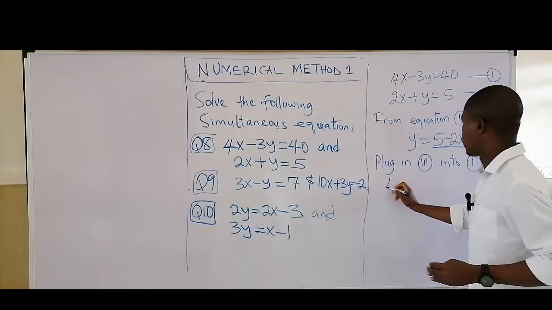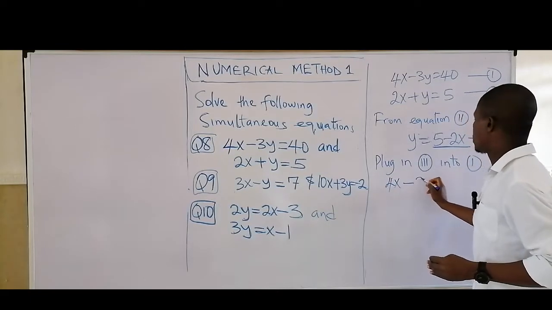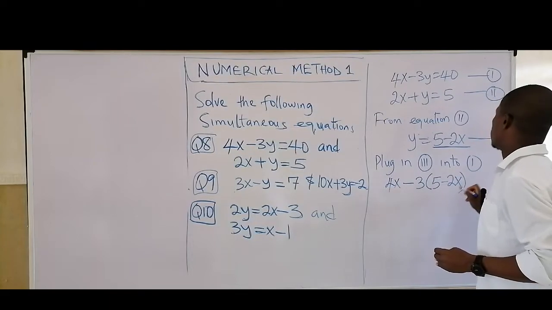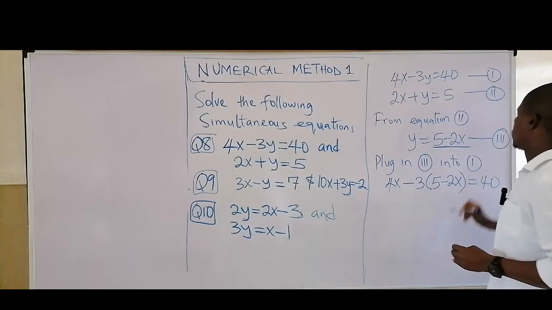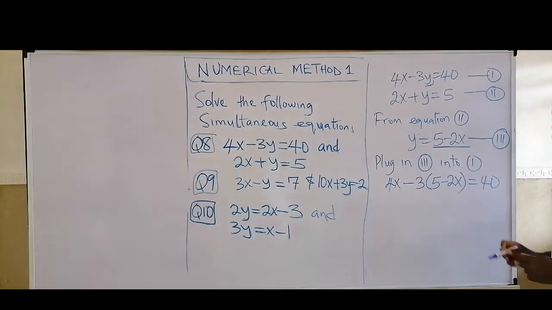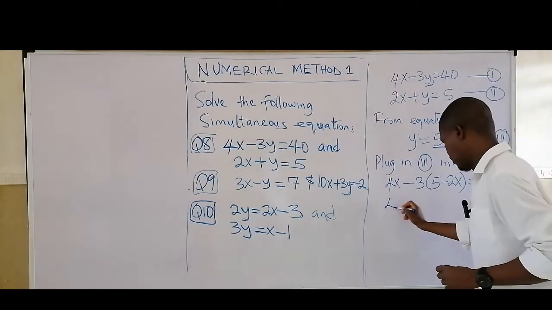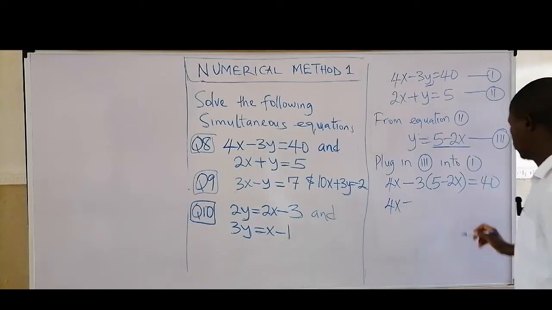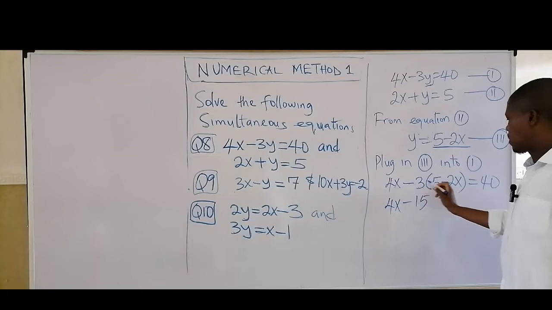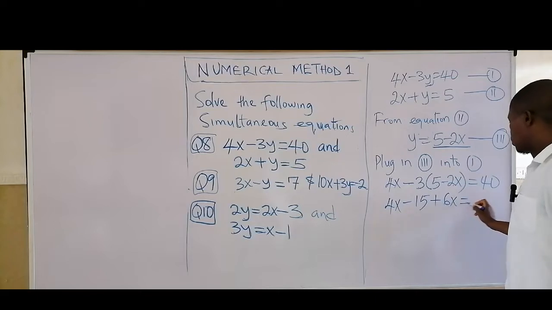That will be 4x minus 3 into bracket 5 minus 2x equal to what? 40. My y is 5 minus 2x. Then you can do the expansion. That will be minus 3 times this one, that's 15. Minus times minus, that's plus. 3 times 2x, that's 6x equal to 40.